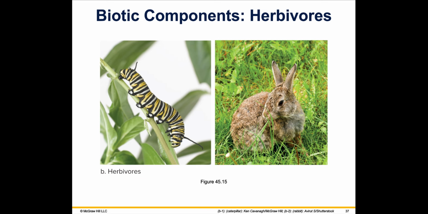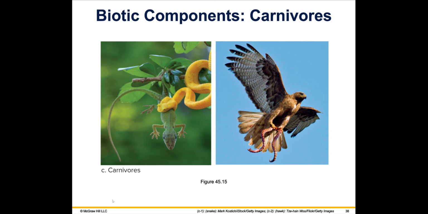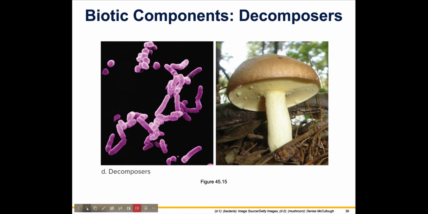So here's some examples of herbivores. We've got this monarch butterfly caterpillar. We've got a rabbit. They're only eating plants. If we then take a look at a carnivore, we've got a snake and we've got a hawk. We can see that they are eating other living things that then ate plants, or ate plants themselves. So they're getting those nutrients they need not from the sun, but from these other living things.